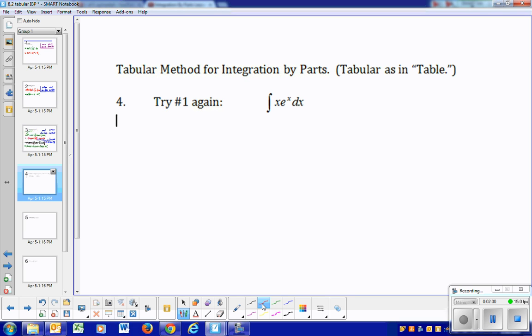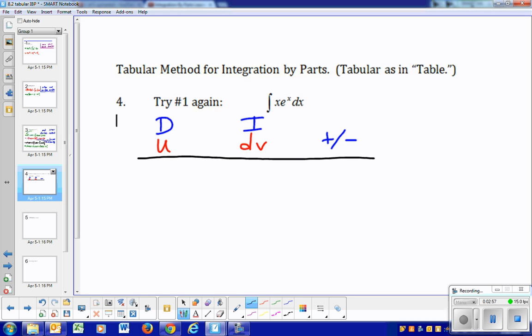So the way that you set up your table, or the way that I set up my table anyway, is to write U and dV. And I've also seen it in some places where they labeled this with a capital D for taking derivatives, and this with a capital I for taking integrals. So I just mentioned that. I don't know which way is easier for you to think about. Off to the side, you also need a third column, which is an alternating sign column. That column is always going to start with a positive, with a plus.